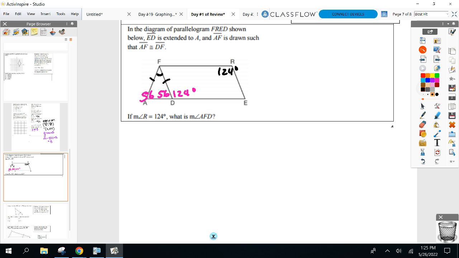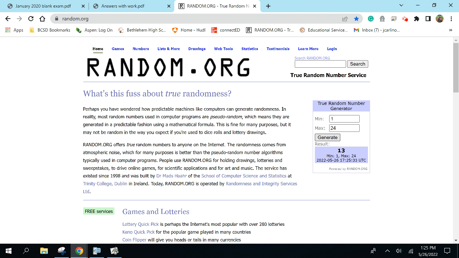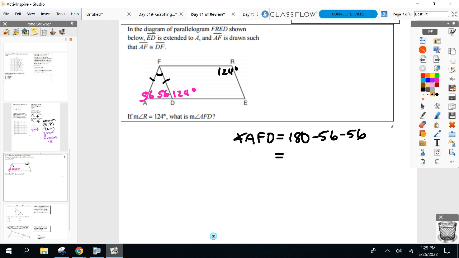I think we can find AFD now. Angle AFD. 68. Good work. Now, did you have to go just like we did to get there? No, you did not. You could have said consecutive angles are supplementary. Alternate interior angles are congruent. A lot of different ways we could have got there. Any questions on that one?